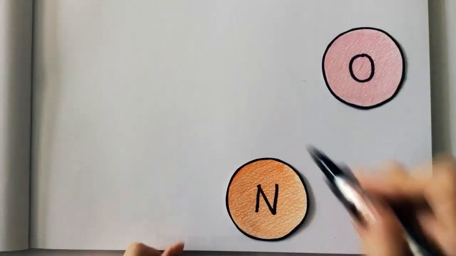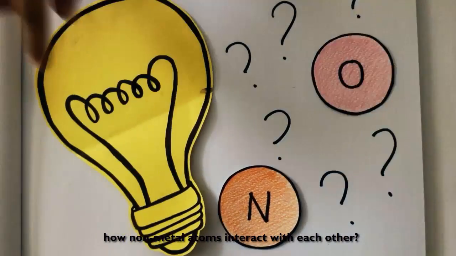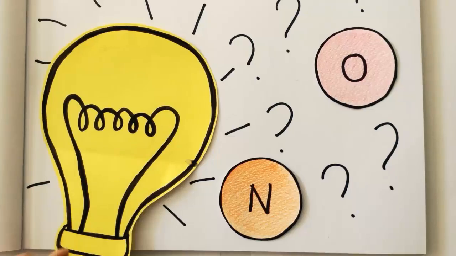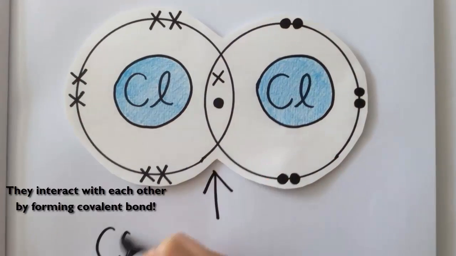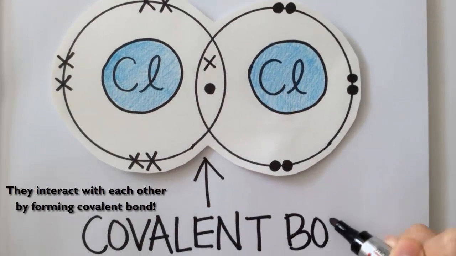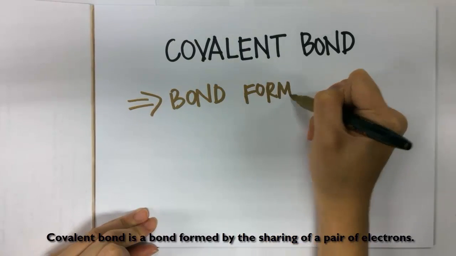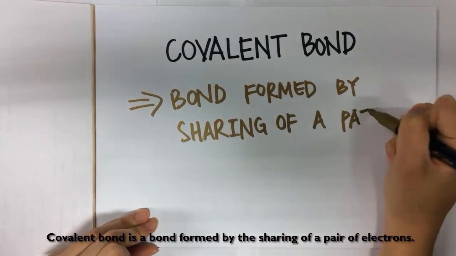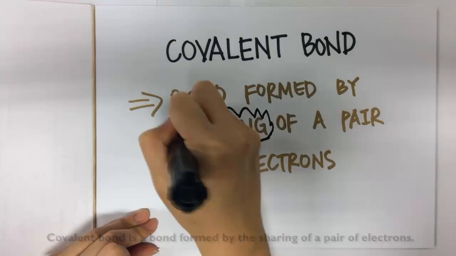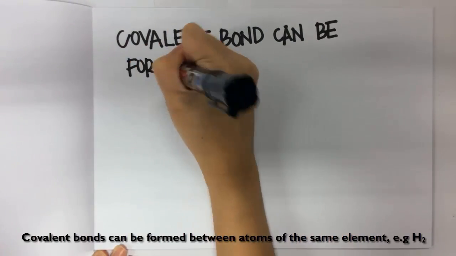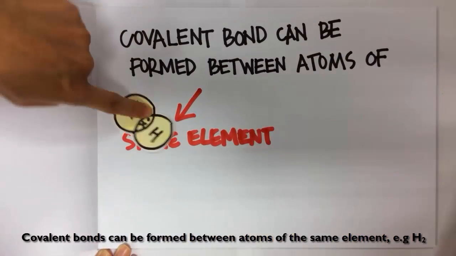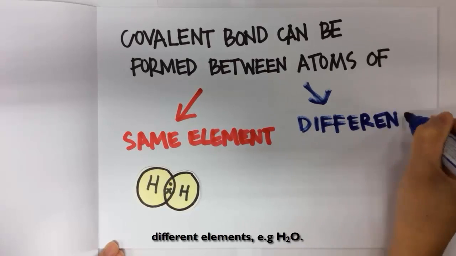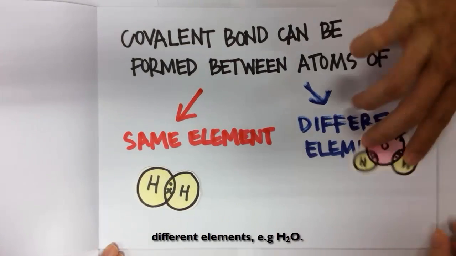Have you ever wondered how non-metal atoms interact with each other? Take for example chlorine atoms. They interact with each other by forming covalent bond. Covalent bond is a bond formed by the sharing of a pair of electrons. Covalent bonds can be formed between atoms of the same element, example H2, or different elements, example H2O.